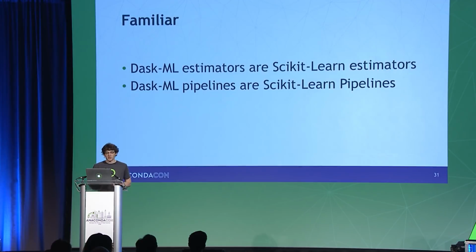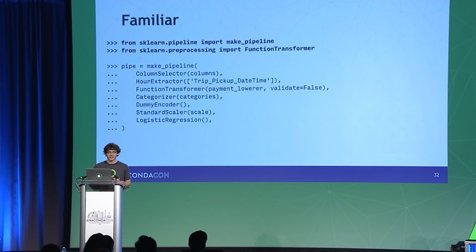Again, stressing the familiarity, dask-ml estimators, they really are Scikit-Learn estimators. We subclass Scikit-Learn estimators, so they are. Pipelines, we just reuse the Scikit-Learn pipeline. There's no dask-ml pipeline. I think that's really important. It's continuing the theme of scaling the existing ecosystem, so we're working with the Scikit-Learn developers to make this as painless as possible. This is a somewhat complex pipeline.